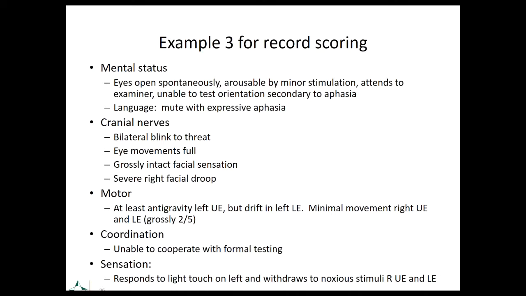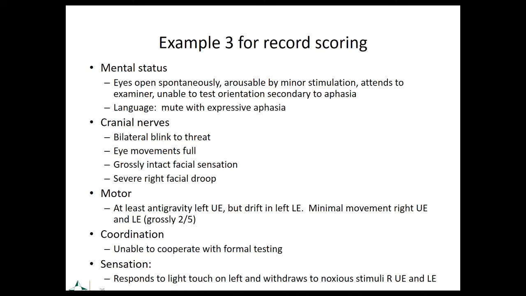And then on motor testing, he had at least anti-gravity of the left upper extremity, but it was drift in the left lower. He had minimal movement of the right upper extremity and lower extremity, which was termed grossly 2 out of 5. And then he was unable to cooperate with formal testing for coordination, and he responded to light touch, but only withdrew to noxious stimuli in the right upper and lower extremity, so some asymmetry in sensation.